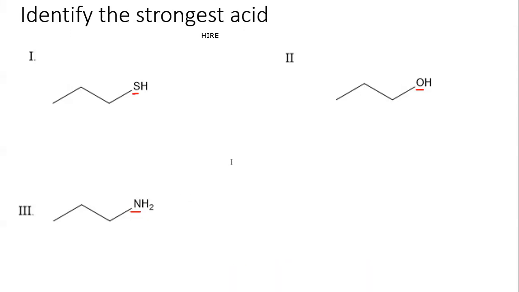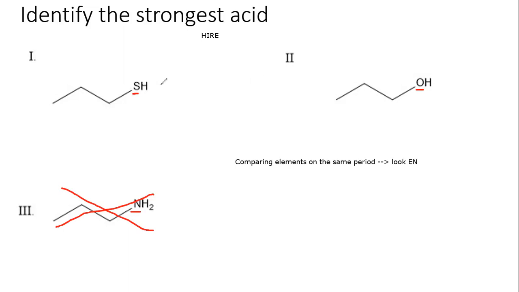So now what we need to do is, when comparing elements on the same row, or same period, I should say, we look at electronegativity. So the more electronegative element is the stronger acid. So between OH and NH2, N and O are on the same period. So O is more electronegative. So OH would have a stronger acidic proton than NH2.